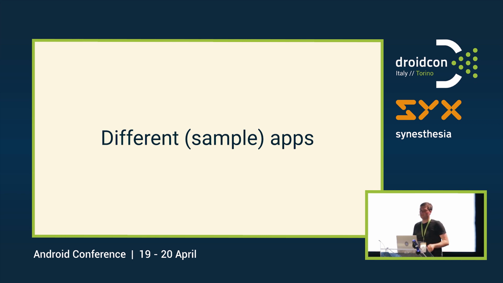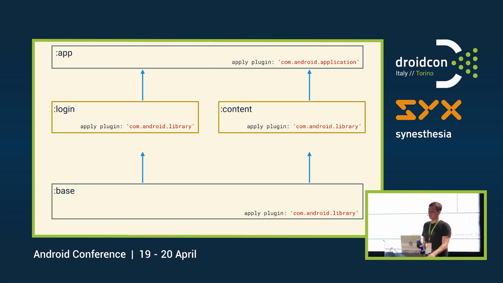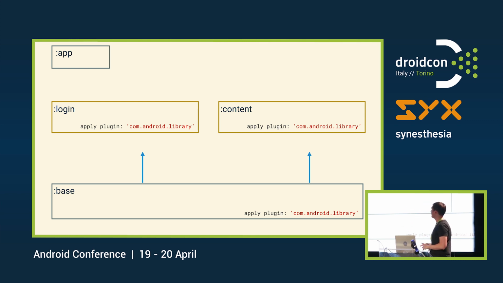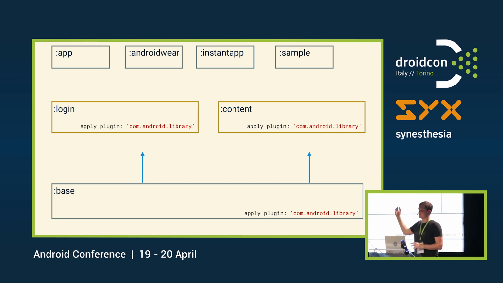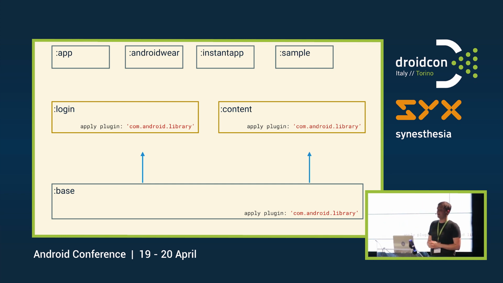So let's talk about some different and sample apps. Because as I said in the beginning, modularizing your application might make it easier to ship different apps and to create sample apps, and I'm going to go more into detail about that. So if we say this is now our fully modularized application, we have a small base module, and we have the two features modularized in their own module. We have this application which pulls in both modules, but we could also do an Android Wear module, an instant app, and some sample applications, which then just pick and choose the modules that they need. The whole application probably will pull in every single feature module that you have.